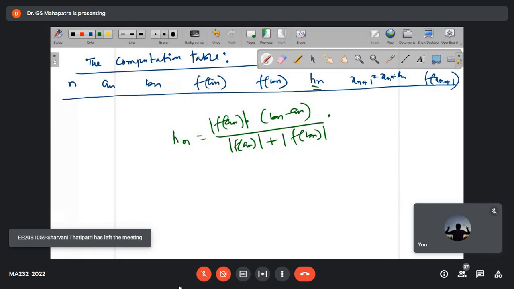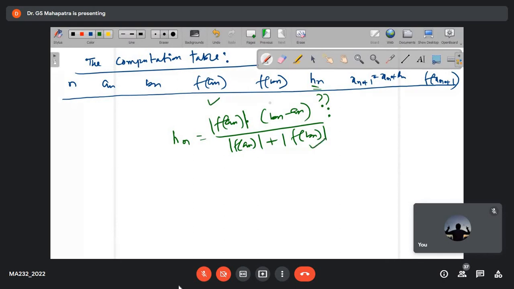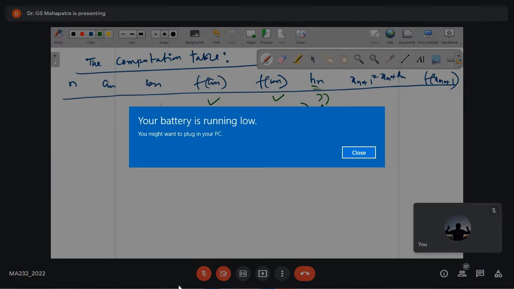So you just see why I have written this one. When you are finding Hn, at that time you have all the information. You need f of An here, you need f of Bn, and you need Bn and An. So all the entries are there before this step. That's why Hn is there. Fine, so I will erase this part. Very good, you have answered this question. What is Hn?